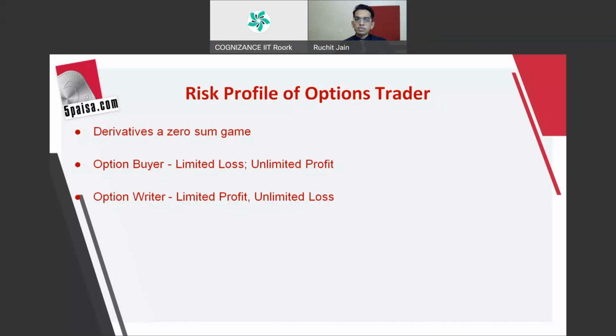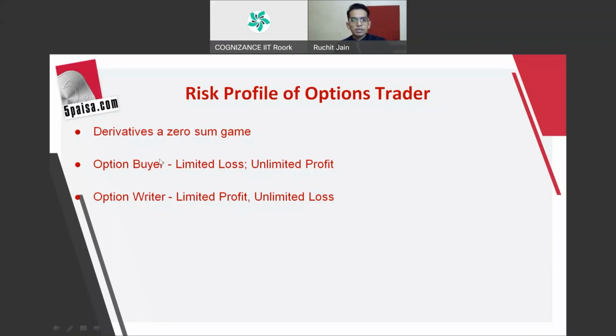Now, of course, this is at a gross level. From those gross level profits and losses, brokerages and commissions are deducted, and the net level may be different. But I hope you have got why derivatives is called a zero-sum game, because one party's profit is equal to another party's loss and vice versa.